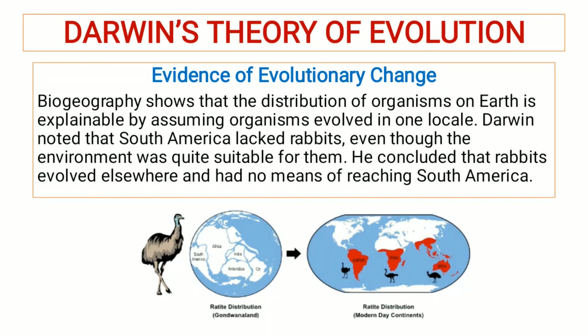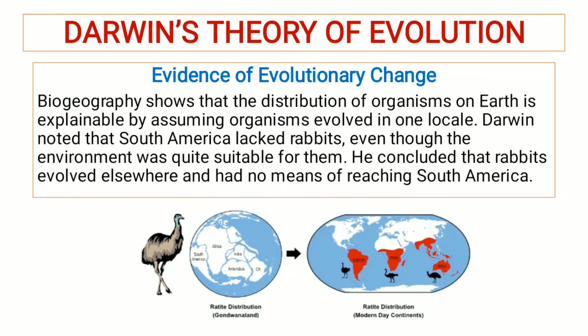Here is another example that Darwin noted: South America lacked rabbits. There is no land connection of South America with other continents, so South America lacked rabbits, but the environment is suitable for these little creatures. According to Darwin, rabbits evolved elsewhere, and there were no means of reaching South America because it had no land connection with other continents. So rabbits did not reach South America, and that's why South America lacked rabbits.